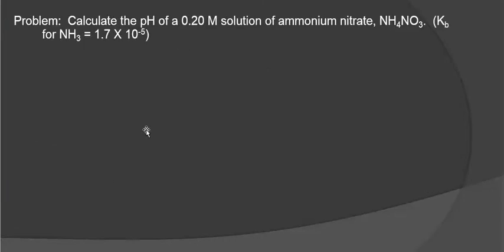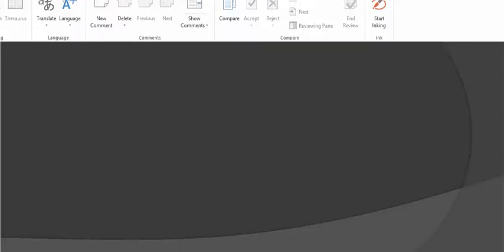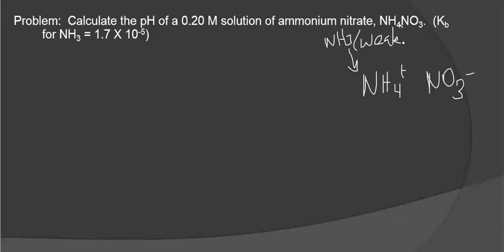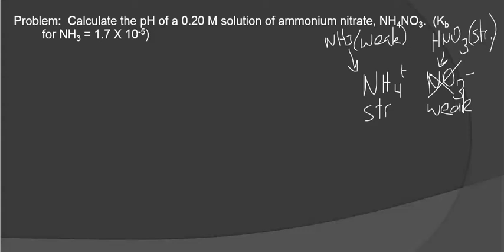Let's look at an example problem. We have the salt ammonium nitrate. So NH4NO3, when I put it in water, breaks apart into ions. NH4 plus comes from NH3. NH3 is weak, so that means NH4 plus is strong. NO3 produces NO3 minus. Well, HNO3 is strong. That means NO3 minus is weak. So the only portion of the salt that reacts with water is NH4 plus.